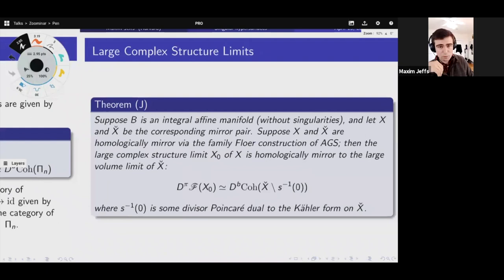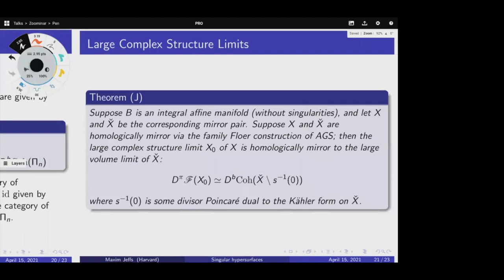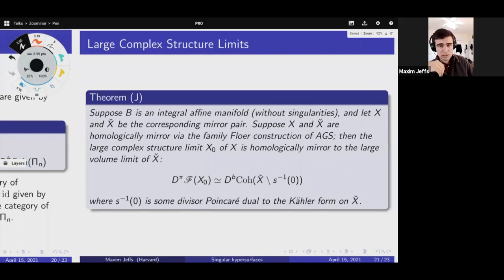namely that if I have a mirror pair coming from a pair of integral affine manifolds without singularities, and assuming that I have a homological mirror symmetry equivalence with certain properties, namely those given by Abouzaid-Gross-Siebert and family Floer theory, then one has an equivalence between the Fukaya category of the large complex structure limit and, on the other side, the large volume limit, namely the complement of a certain divisor inside the mirror, X check.